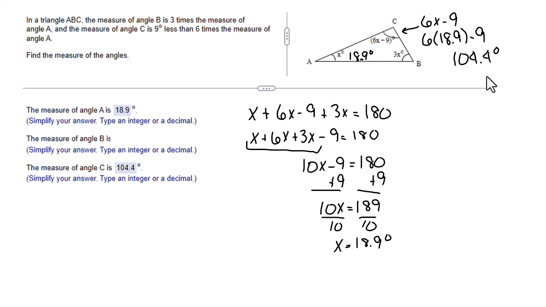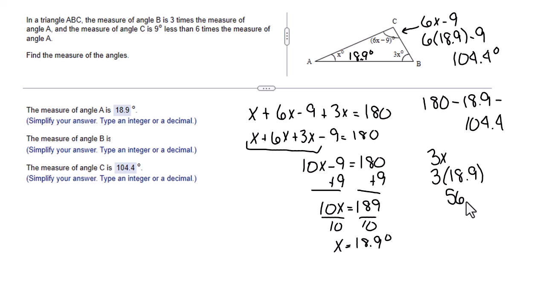Now to figure out angle B, we could do one of two things. We could take 180 degrees minus 18.9 minus 104.4, and that will give us angle B. Or we notice that angle B is 3x. All we have to do is substitute 18.9 in for x and multiply. And when we do that, we end up with 56.7 degrees. Okay, great.